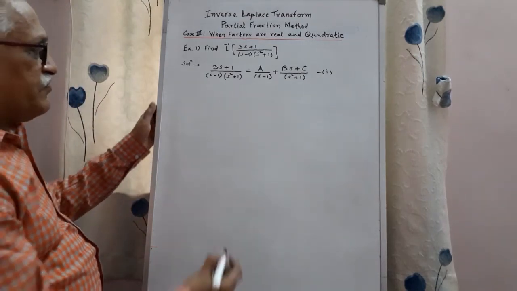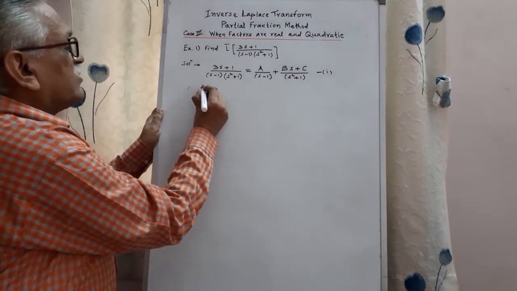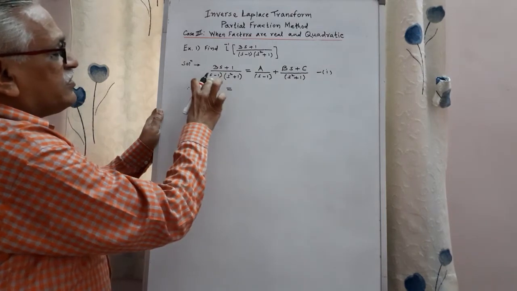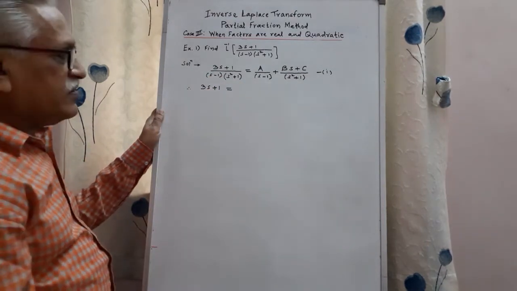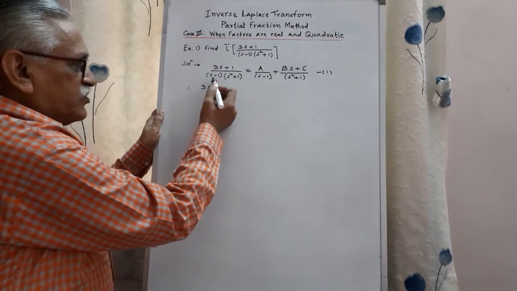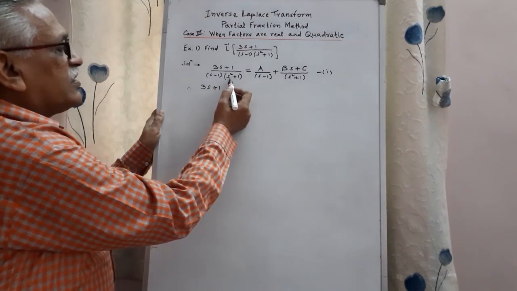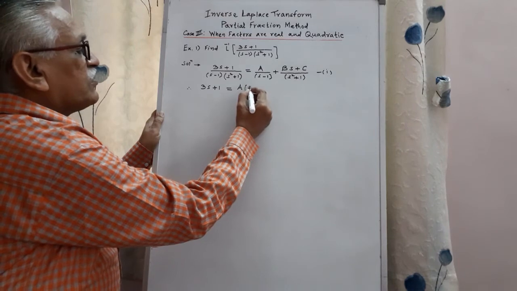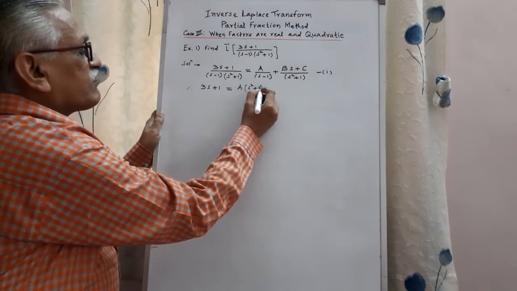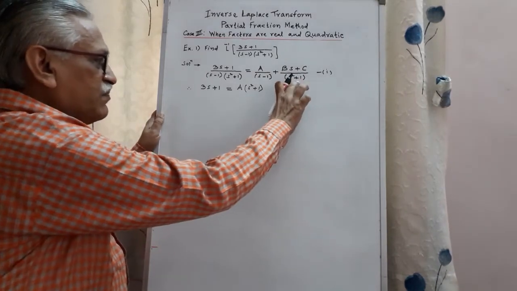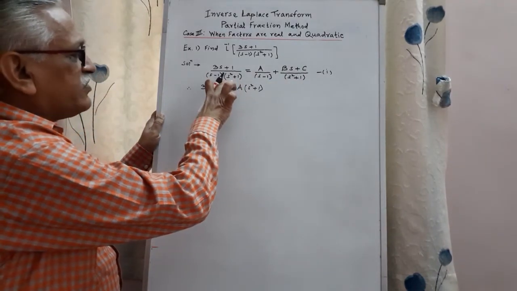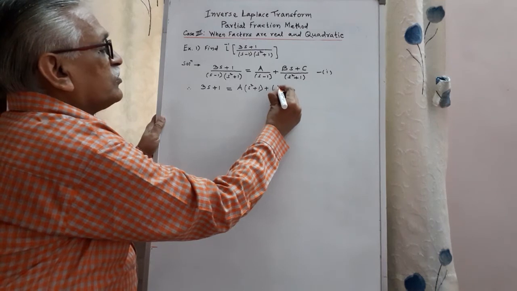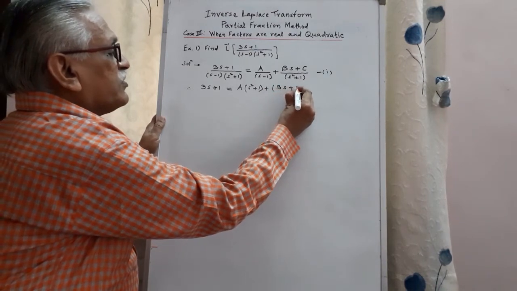And then finding LCM, we get 3s plus 1 is equal to, LCM is this product s square plus 1 into s minus 1. Dividing this s minus 1 into the LCM, s minus 1 gets cancelled, remains s square plus 1, multiplied by that A, therefore A into s square plus 1. Dividing this s square plus 1 into the LCM, s square plus 1 gets cancelled, s minus 1 remains, multiplied by that Bs plus C.